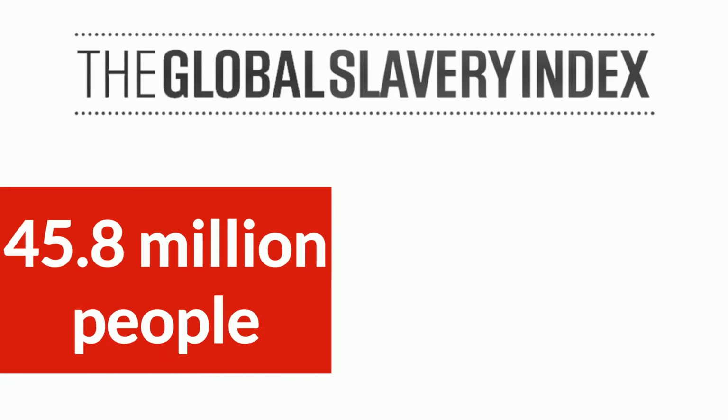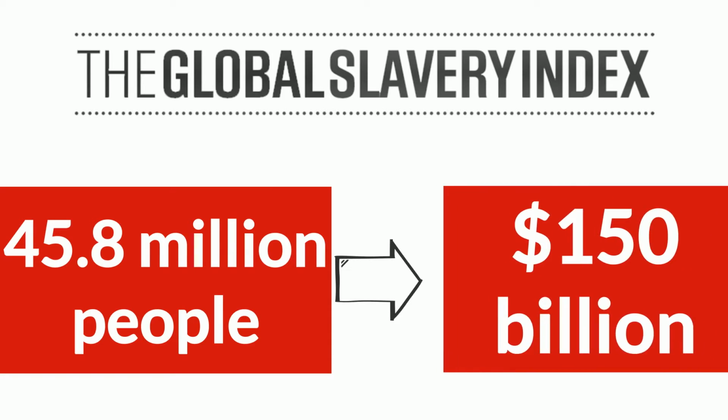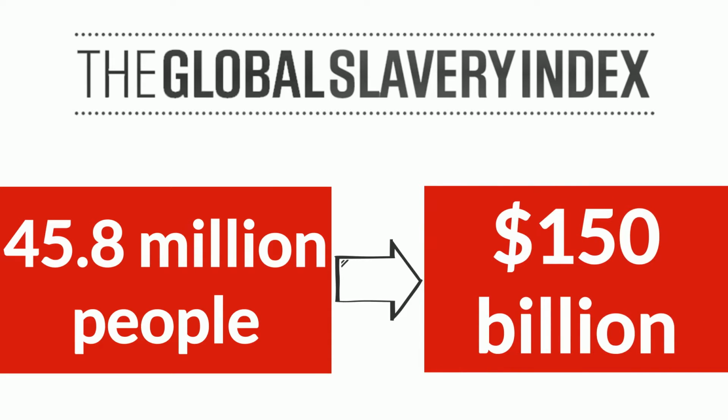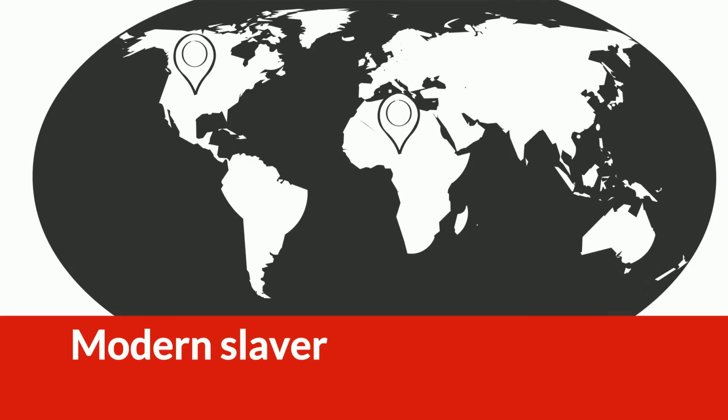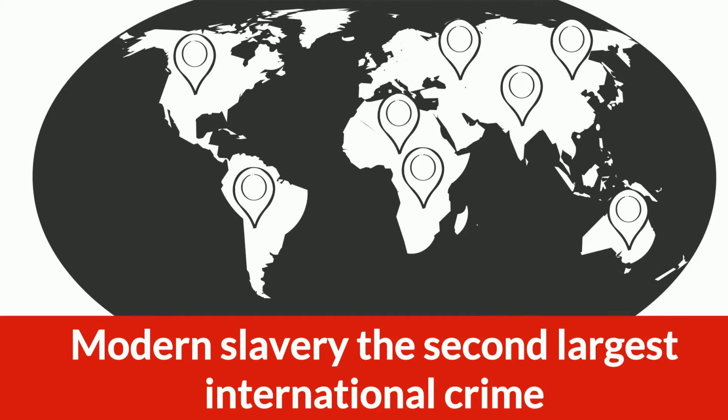According to the Global Slavery Index, an estimated 45.8 million people are in modern slavery all over the world. This generates an estimated $150 billion in illegal profits every year, making modern slavery the second largest international crime. Let's look at the different types.